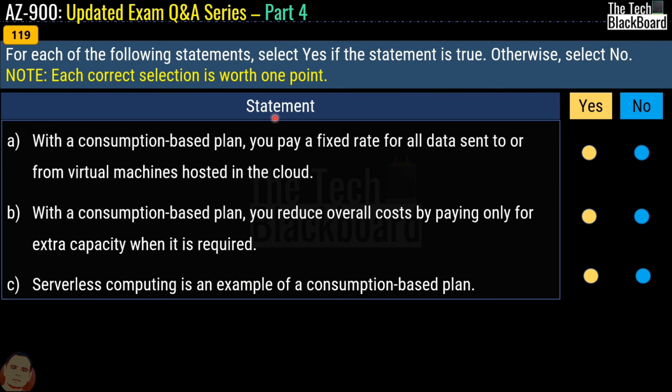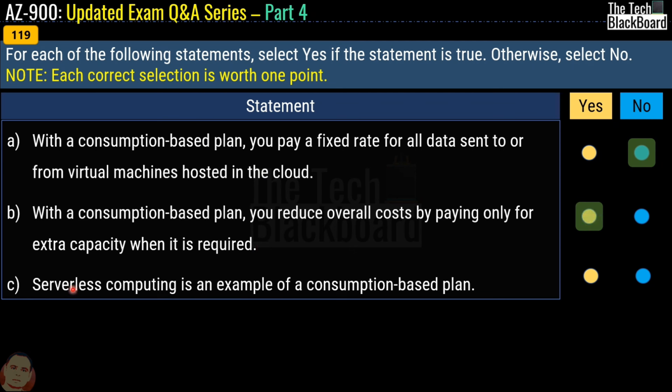Let's read the first statement. The statement says with a consumption-based plan, you pay a fixed rate for all the data sent to or from a virtual machine hosted in the cloud. The correct answer for this question is no. Then the second statement says with a consumption-based plan, you reduce overall cost by paying only for extra capacity when it is required. The correct answer for this one is yes.